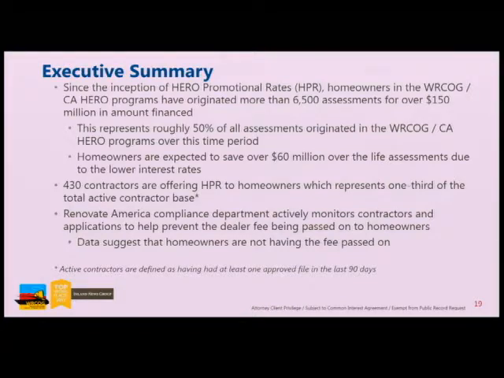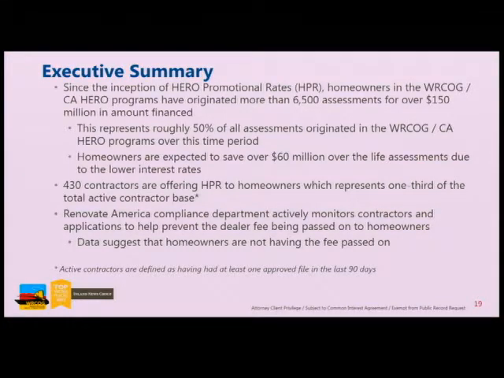We have about 430 contractors using the HERO promotional rates today. That's about a third of our total contractors. Again, the other two-thirds continue to use the existing, what we call HERO classic rates, which do not have this buy-down option, as they've determined that it's the better option for their business and how they manage their costs.